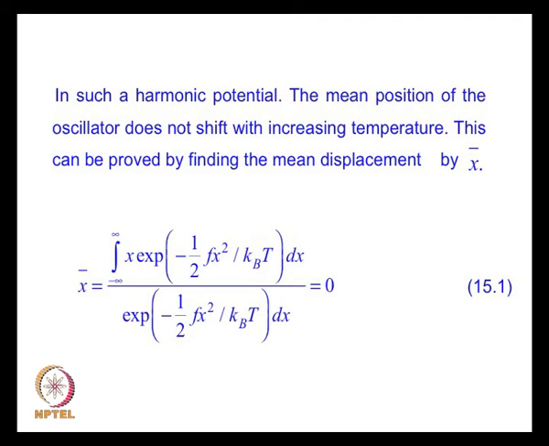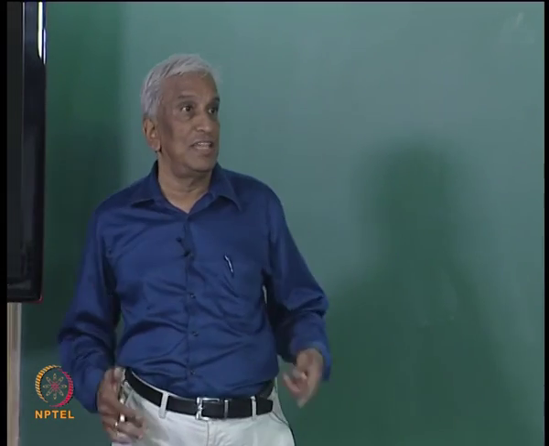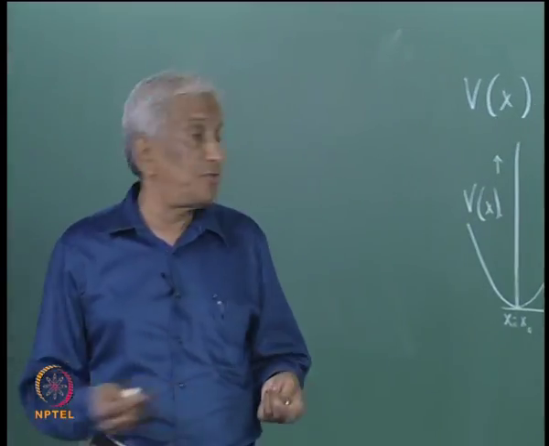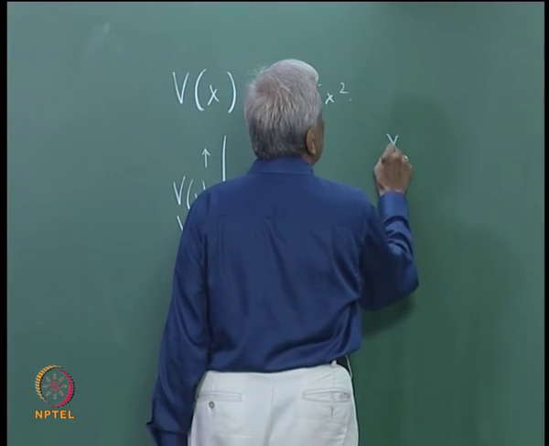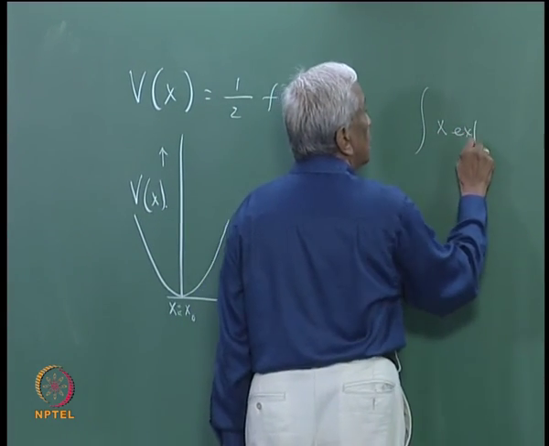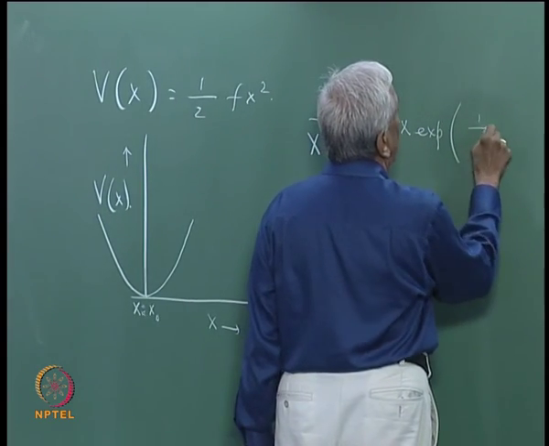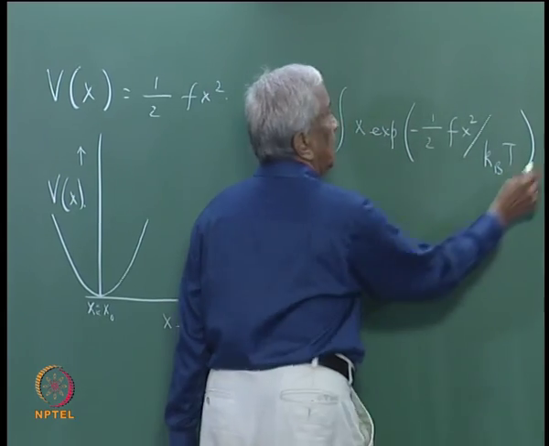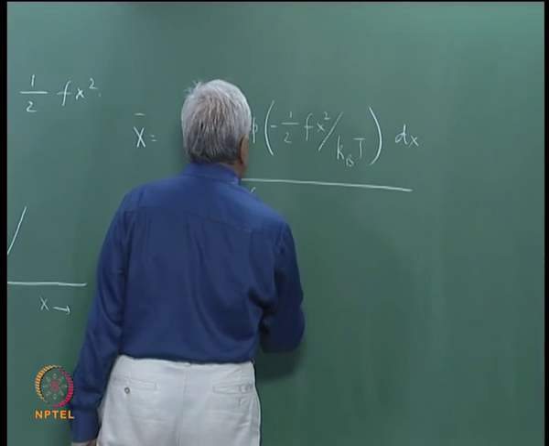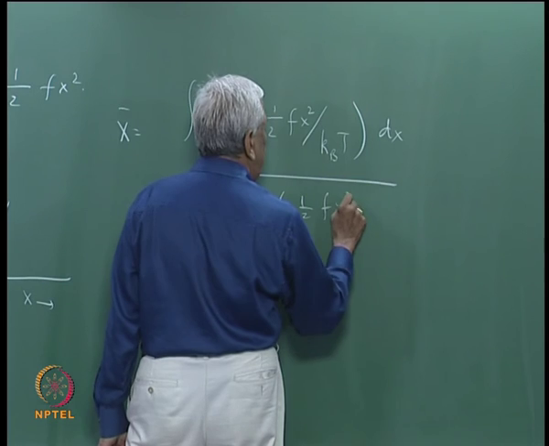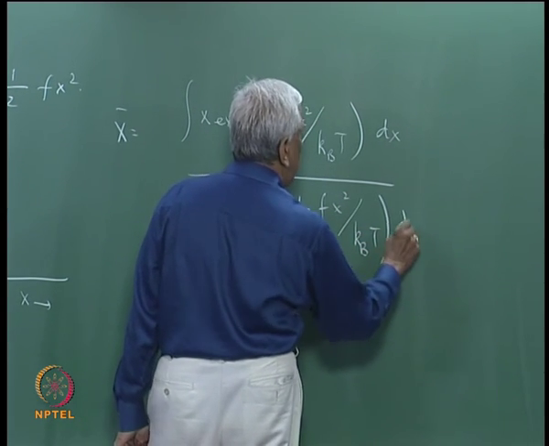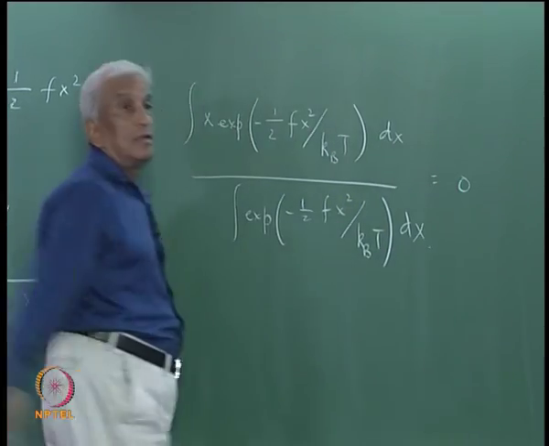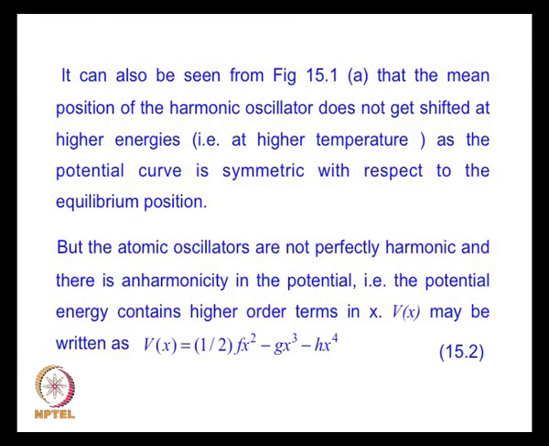In such a harmonic potential, the mean position of the oscillator does not shift with increasing temperature. This can be proved readily by calculating the mean displacement x bar, which is given by x bar equals the integral of x exponential of minus half f x square by k B T dx, divided by the integral of the same exponential, and this will turn out to be, if it is evaluated, shown to be vanishing. So, there is no change.